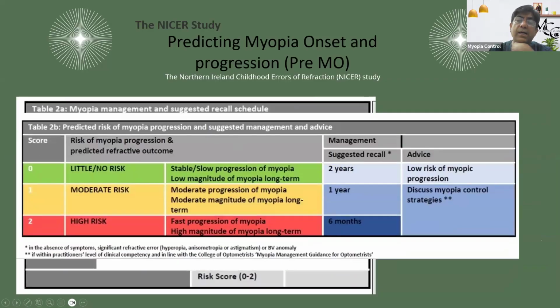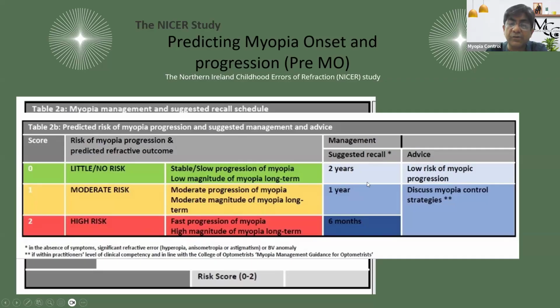So all these are pretty important right now. Two reasons. One is the community guidelines. We in India don't really have a very rigid school screening system. But if you have a better school screening system, you can at least know when to recall these patients, because they are at a low risk of myopia progression.